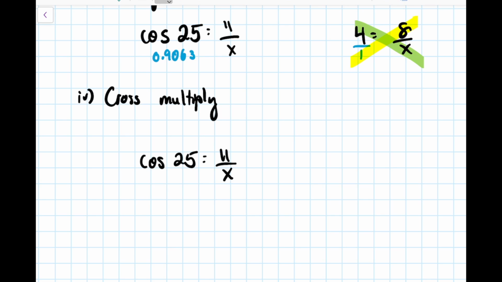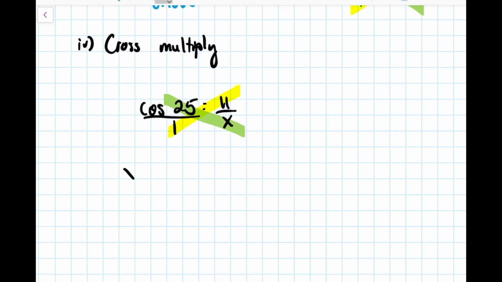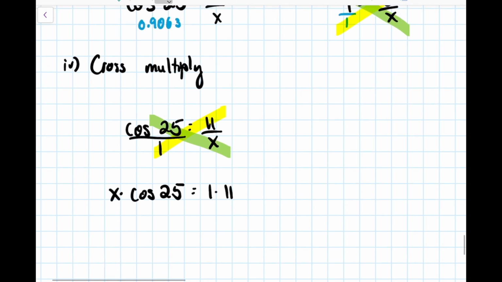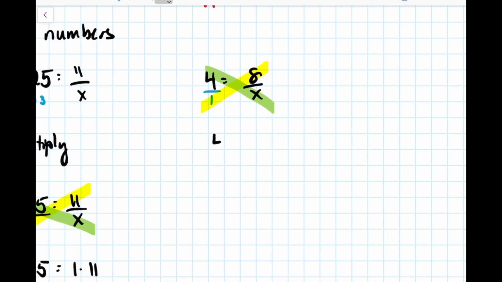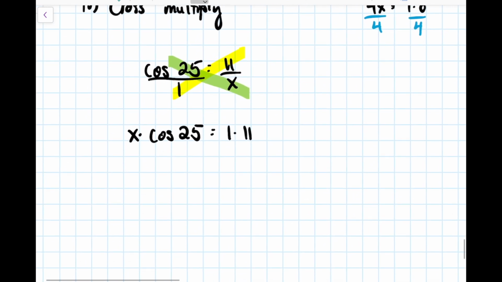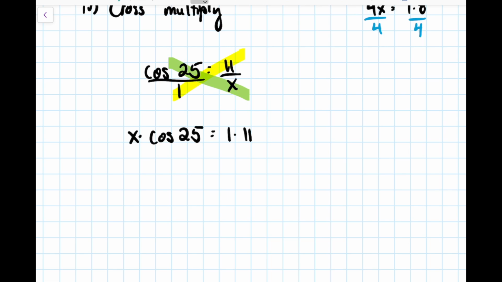So you can throw a 1 underneath it, and multiply your diagonal things. We're going to do x times cosine of 25, and 1 times 11. Now we want to solve for x. But remember, cosine 25 is just a number. If you had done this with the one we've got in the corner, 4 times x would have been 4x, and you would have had 1 times 8. To solve that for x, you would just divide both sides by 4. So you're going to do the exact same thing here. Cosine 25 has a value, so we're just going to divide both sides by cosine of 25.